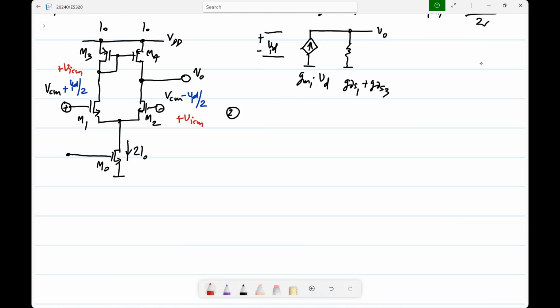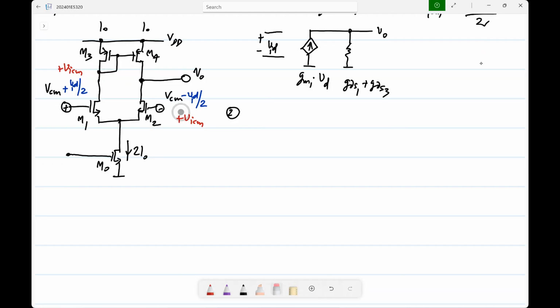So is it symmetrical or not? Is the circuit symmetrical? Clearly not. If you look at the drawing, it is not. But let us say there is no mismatch. What can you say about the relationship between this voltage and that voltage?